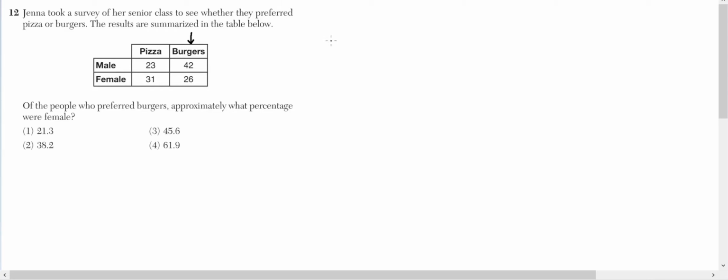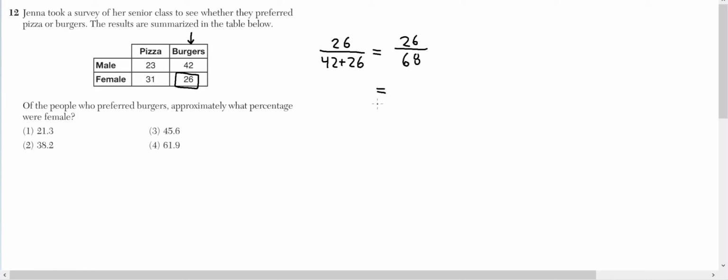So the ratio we're looking for is 26, because that's for this entry. And then we want to divide that by the sum of all people who preferred burgers. So just plugging and chugging, we have 26 divided by 42 plus 26, which is 68.